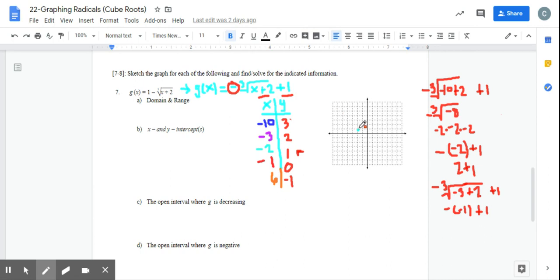So now let's go ahead and plot negative 10, 3. That's all the way off my graph. It's going to be somewhere all the way over here. And then we have a negative 3, positive 2.